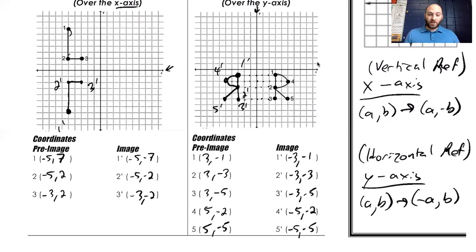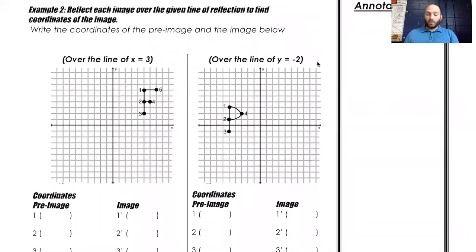Just like with rotations, it's up to you how you want to do it. I personally like to just do it on the graph because then I can see it, but I know if you don't have any paper in front of you, it might be easier to think of it with these rules. The other advantage, or slight disadvantage, of these rules is when we start dealing with other lines of reflection.